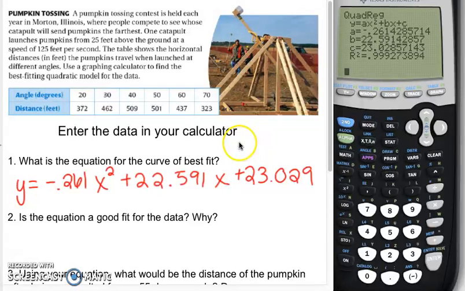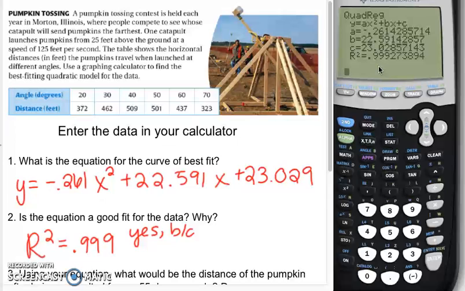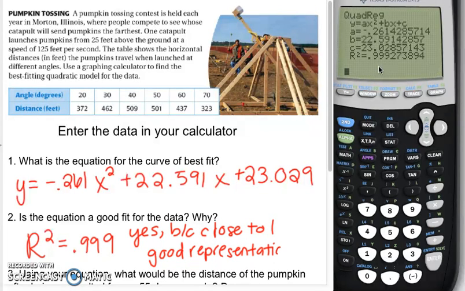This 5 will bump that 8 up to a 9. So here is our quadratic equation. Notice it's got x squared and x and just a number. And notice here's my r squared. My r squared is 0.999, so that is great data. Yes, it's a good fit because it's very close to 1. So it's a good representation of our data.